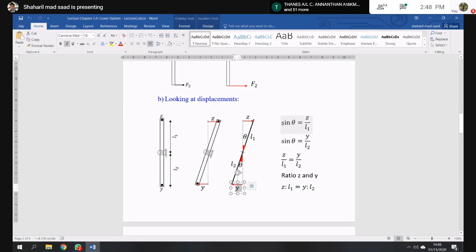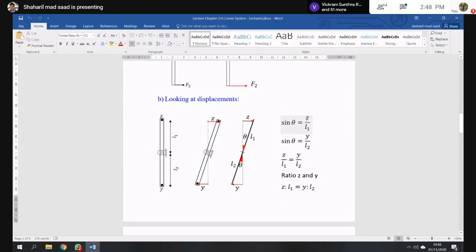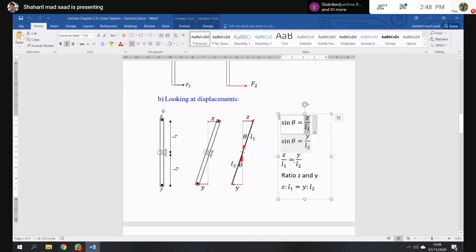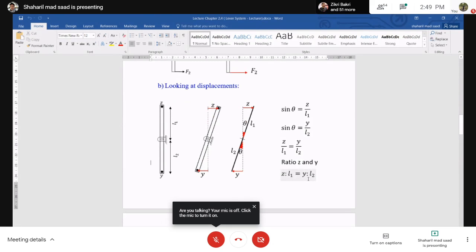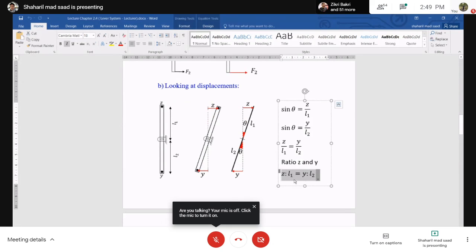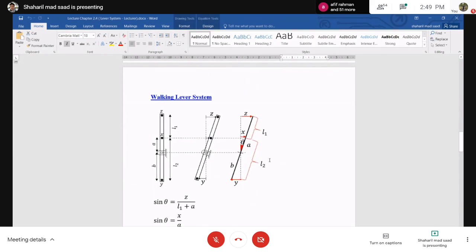So this is the basic one. Then you can find the relationship between Z and Y, since sine theta equals this, and from this you can find some ratio. And how about the working lever system, where some displacement will be here? So this is the fulcrum here.